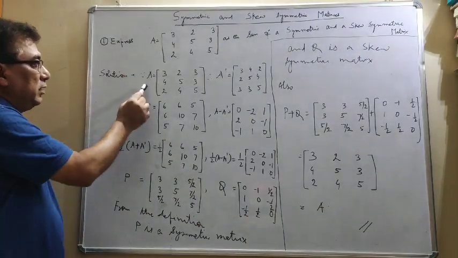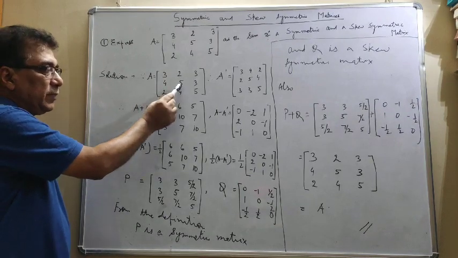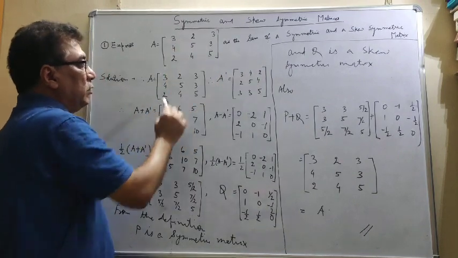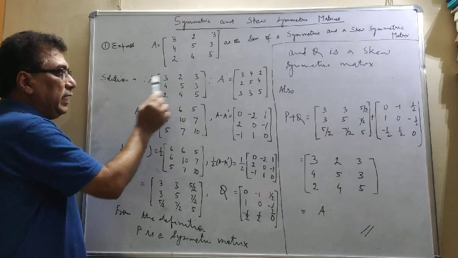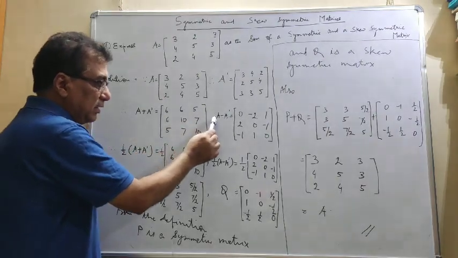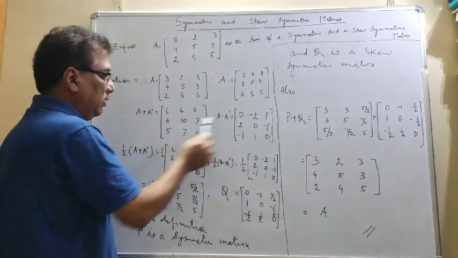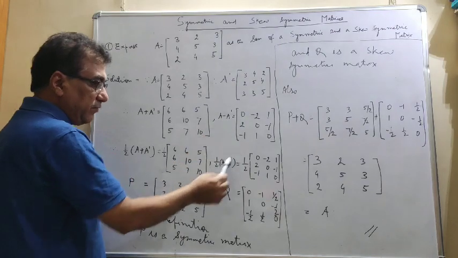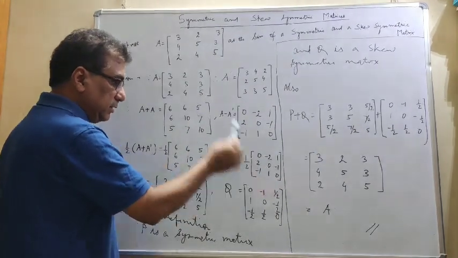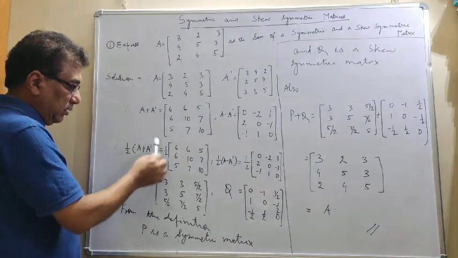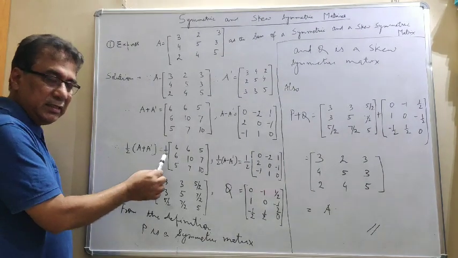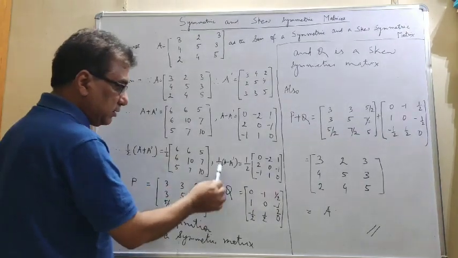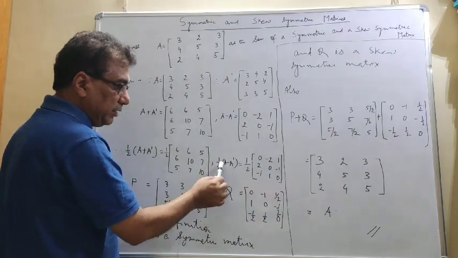So what I have done is, we start with the given matrix A. After that I have calculated A dash by changing its rows into columns. Then I have added A and A dash, and subtracted A minus A dash. This sum I have divided by 2, and this difference I have divided by 2. Now we represent the matrix 1 by 2 (A plus A dash) by P, and this is the result. And this is Q, written for 1 by 2 (A minus A dash), and this is the result.